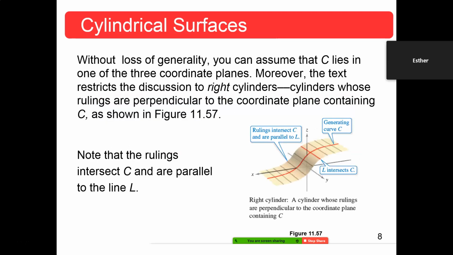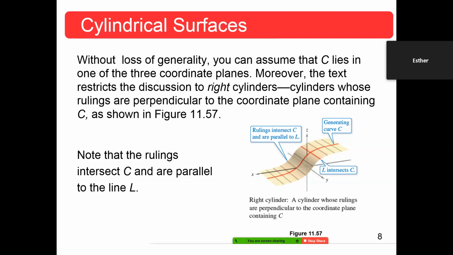Now, without loss of generality, you can assume that C lies in one of the three coordinate planes. That's fine. There's no problem there. It makes things a little easier. Moreover, the text restricts our discussion to right cylinders. The angle between the line and the plane has to be a right angle. So we're going to restrict ourselves to right cylinders, not right circular cylinders, but right cylinders, whose rulings are perpendicular to the coordinate plane containing that curve C.